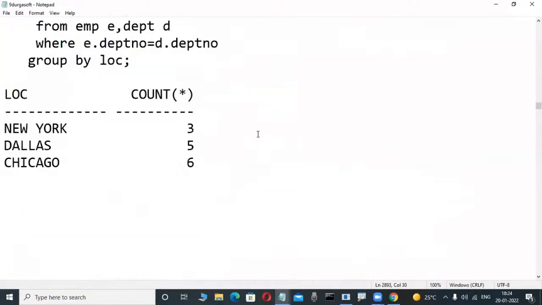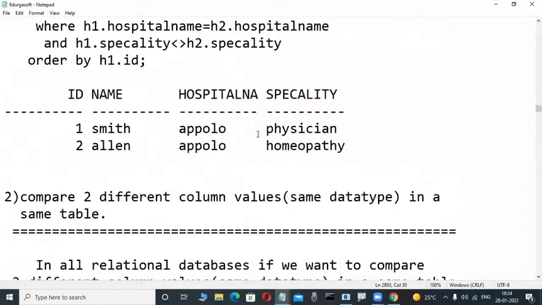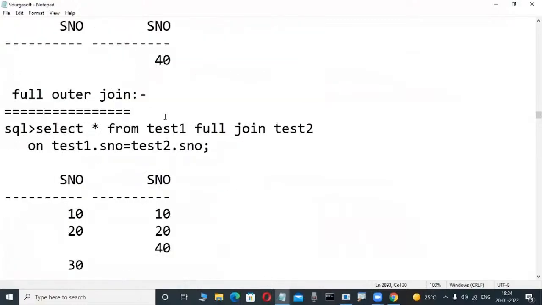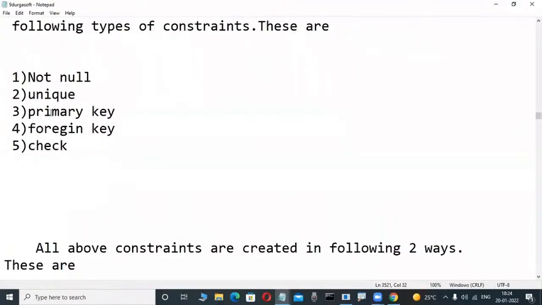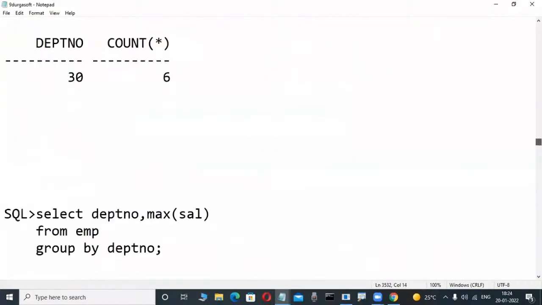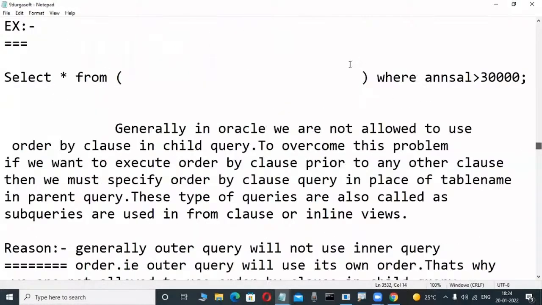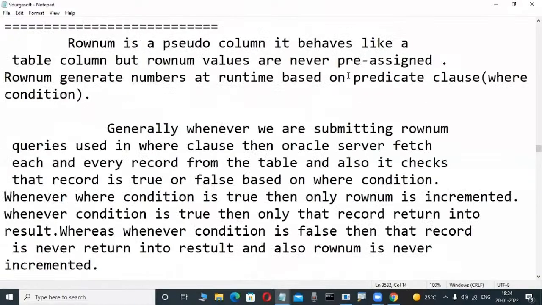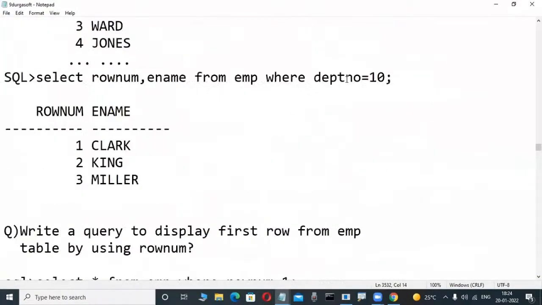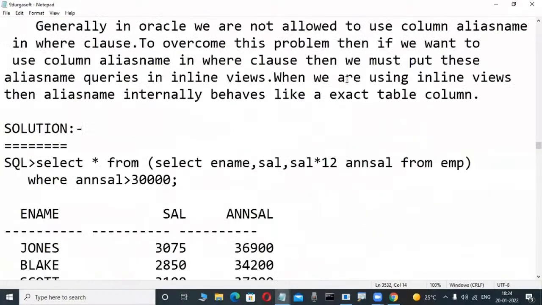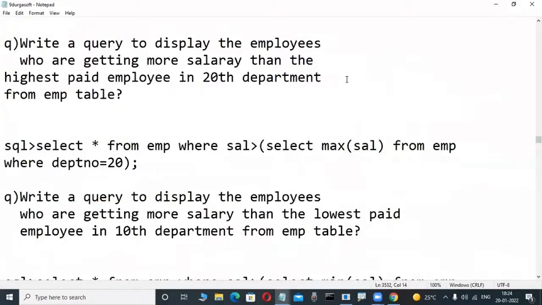Then constraints. In our SQL language, constraints is a concept: primary key, foreign key, check, so many things are there. Once we are good at those, we learn subqueries, which is a most powerful concept. A query within another query, but with just one or two lines of coding. These are all the things we are learning.